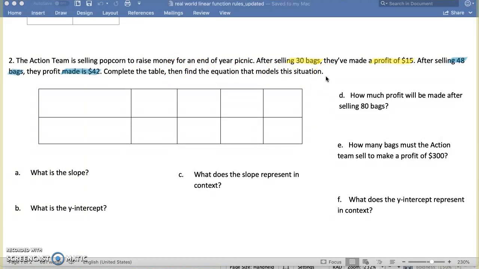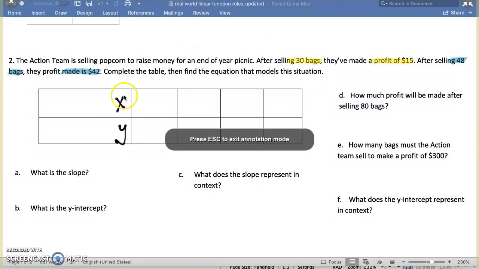In our table, we know that this is x and this is y. So the top part of the table, when it is horizontal like this, is x, and the bottom part of the table is y. When it is vertical, the left side is x and the right side is y.